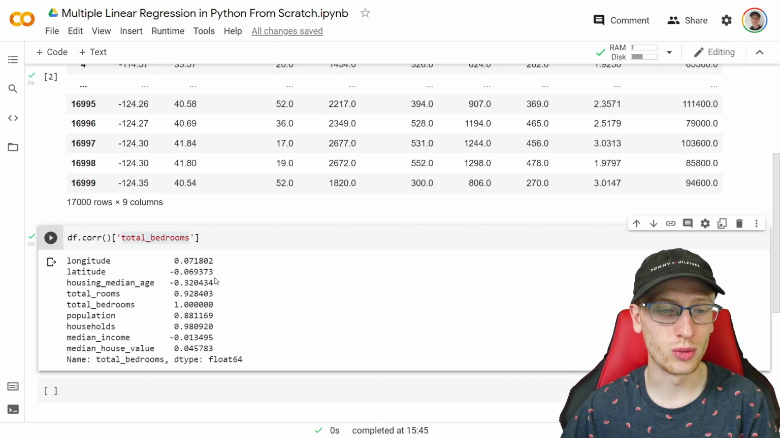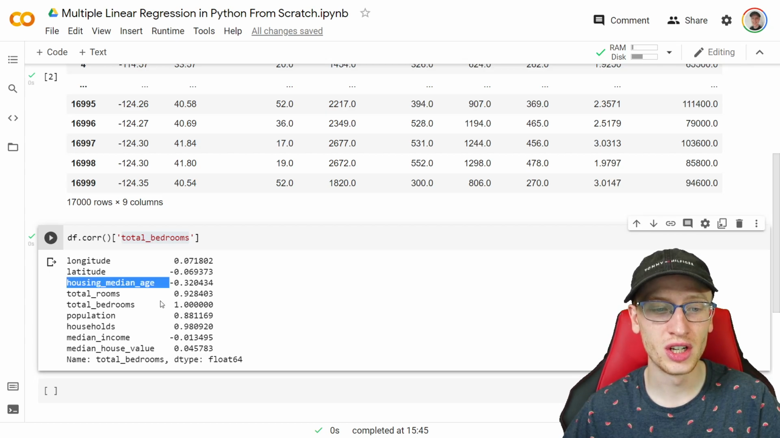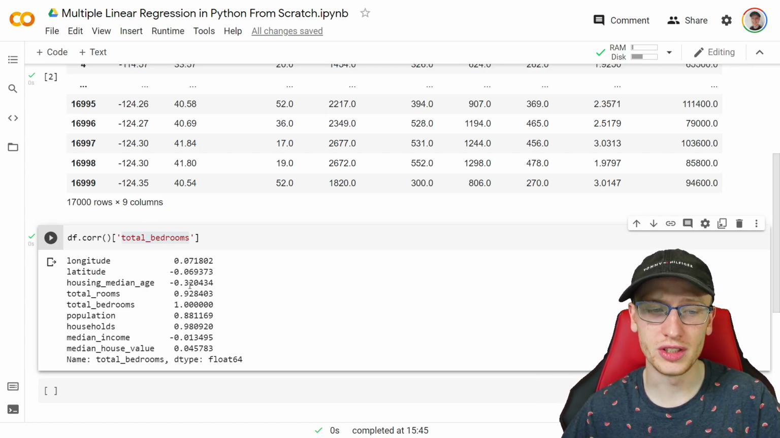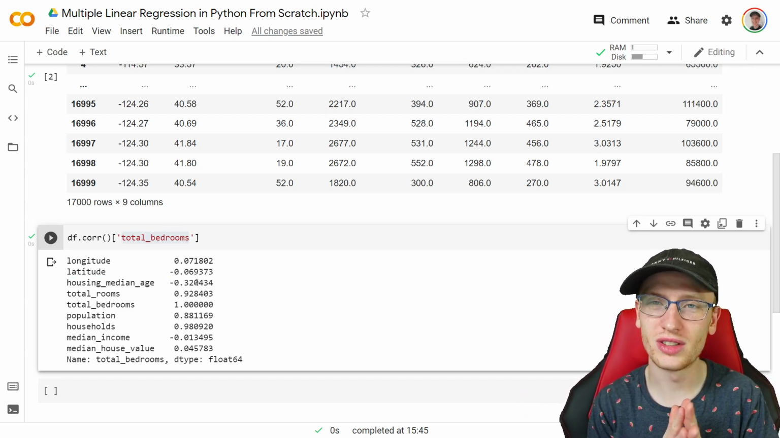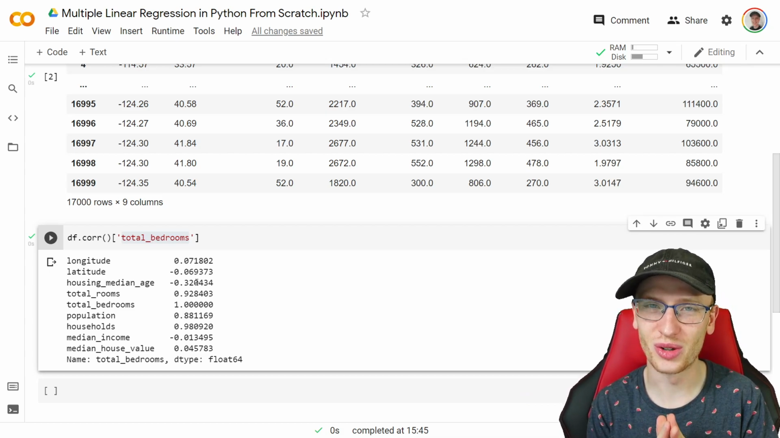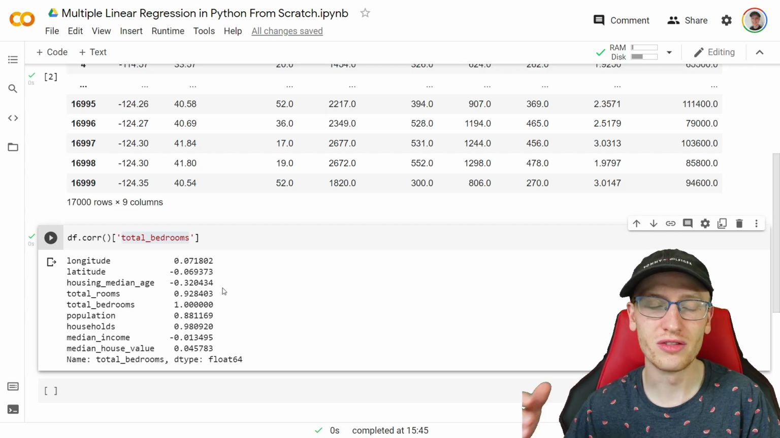And the negative ones, so that would mean we have a negative slope. As housing median age tends to increase, we see that the total bedrooms seems to decrease. And that actually makes sense. If we increase the age, or basically the oldness, I don't know if that's a real word, how long these houses have been around, we tend to have fewer bedrooms.